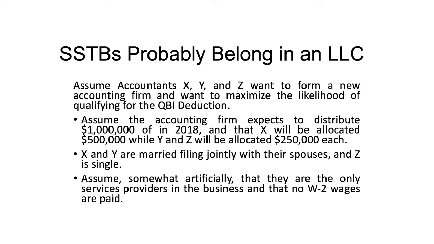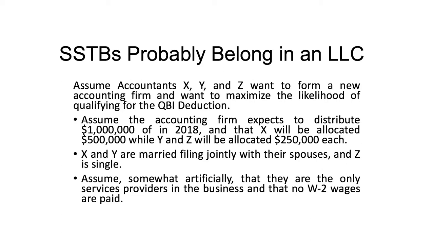So assume that in 2018, they're calendar year taxpayers. The firm expects to distribute, or rather allocate out, $1 million in 2018. It's distributing cash, but these amounts are also allocated. So they have $1 million in income that's allocated out. X will be allocated $500,000. Y and Z, though, will each be allocated $250,000. So $500,000, $250,000, $250,000, $1 million when you add those up.